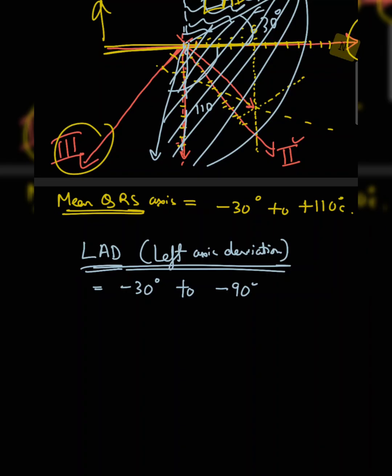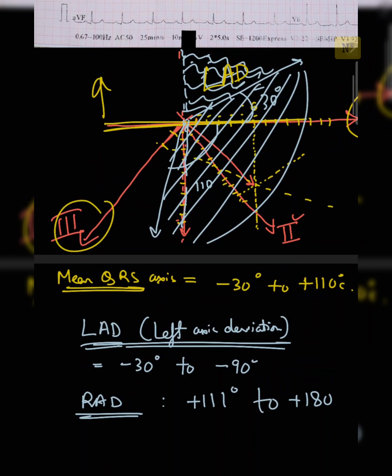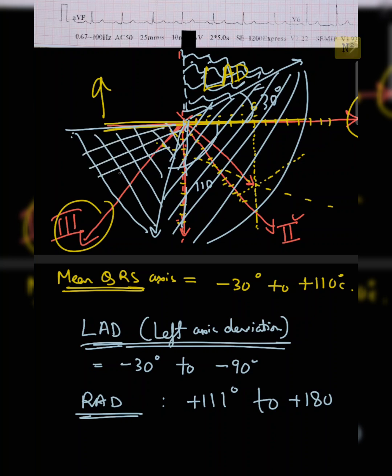Then we have another, called the right axis deviation, which is from the degree of plus 111 to plus 180. That means it is starting from here and it is reaching to this particular marking. So this is the right axis deviation for you.